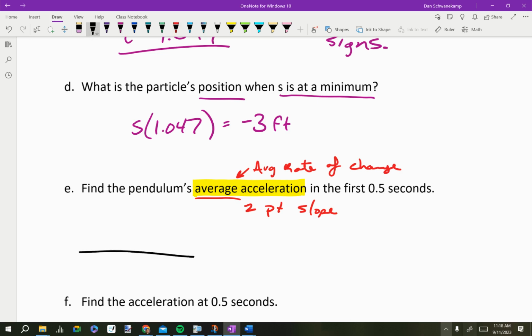2-point slope. I'm going to do a fraction. On bottom, it's my 2x values, 0.5 minus 0. On the top, it's my 2y values. So that is velocity at 0.5 minus my velocity at 0. The 2-point slope of velocity will tell me average acceleration. The slope of velocity tells me acceleration. All we got to do is type that into our calculator.